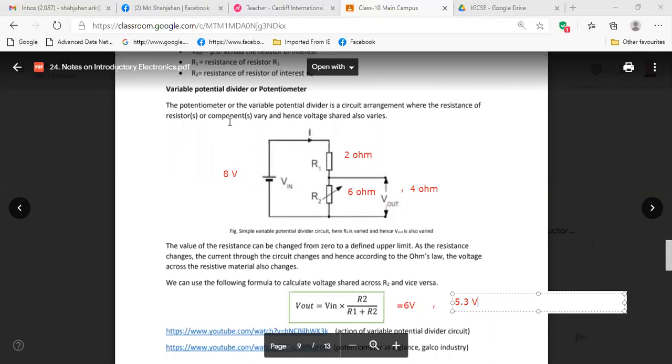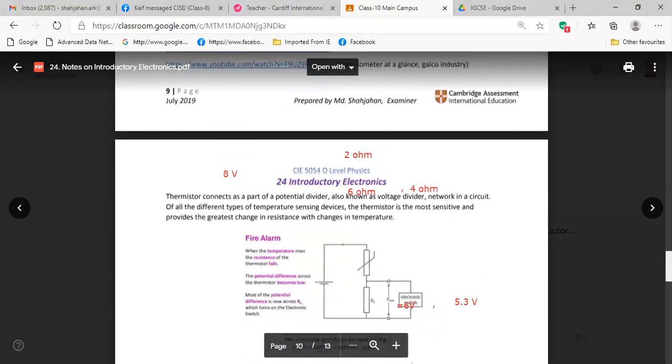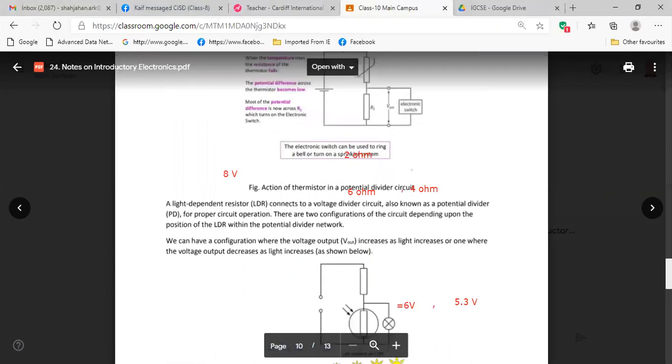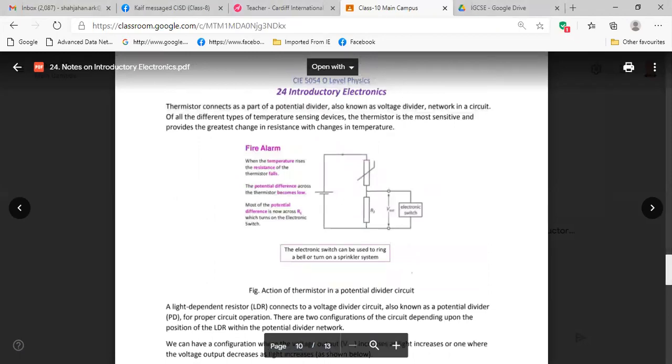That one you have to understand and apply. So we are done with potential divider, and also variable potentiometer. Now we are going to some applications of this potential divider. That's why it is electronics. If we are only thinking about potential divider, that is only DC circuit, that is only current electricity.